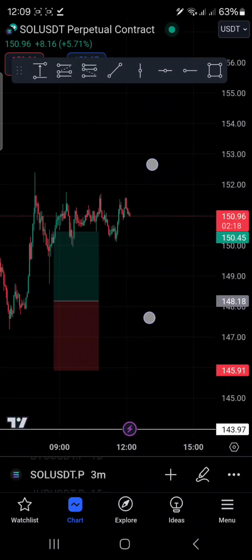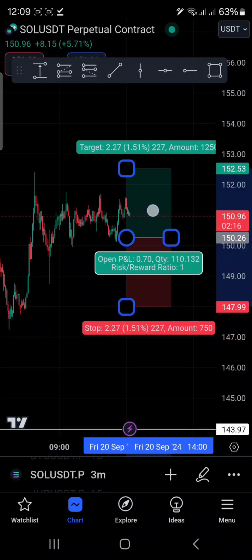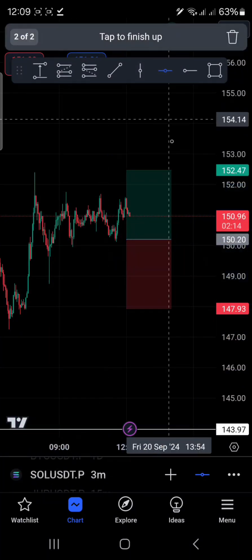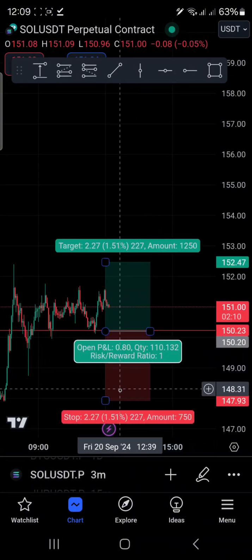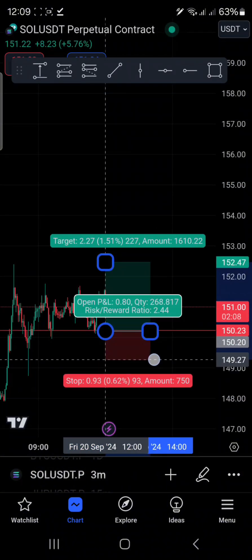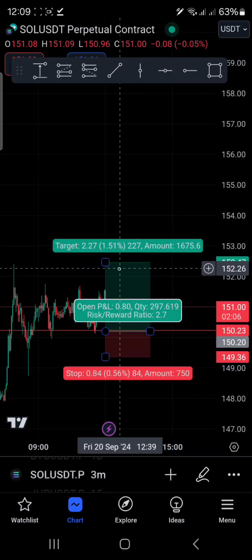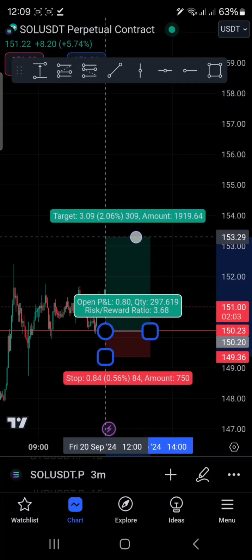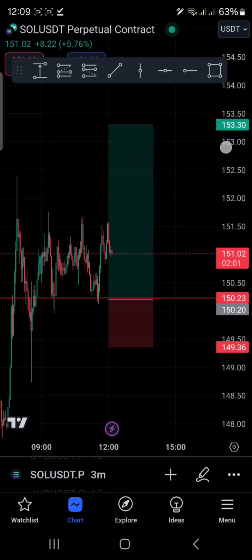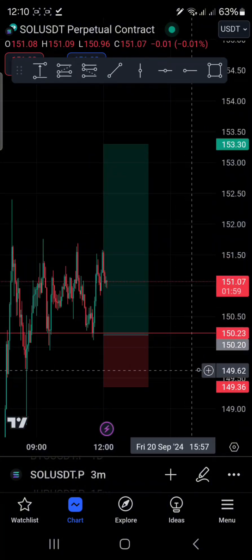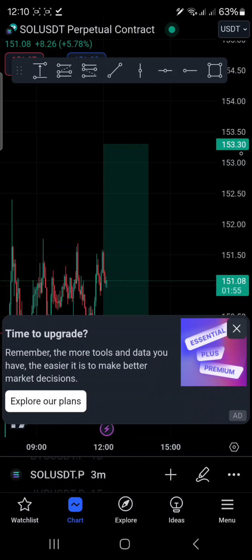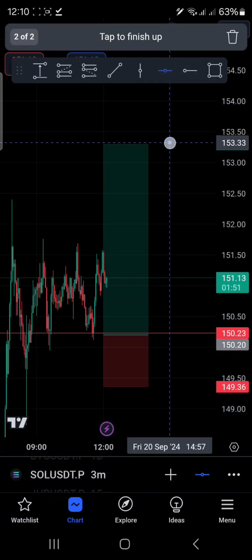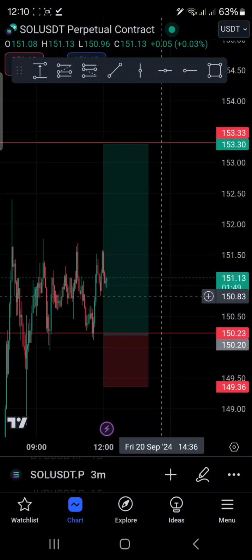If I'm thinking of going long with this section, then my target will be 0.5. If you go and check the video for the strategy, my profit target will be 2%. Can you see that? So what I need is to move from 150.23 all the way down to 153.30. That's what I need to become profitable. Can you see that? This is my entry, this is my exit.